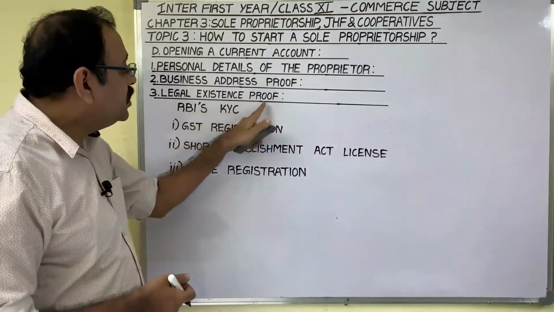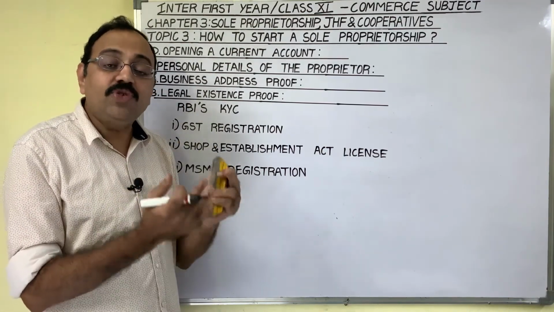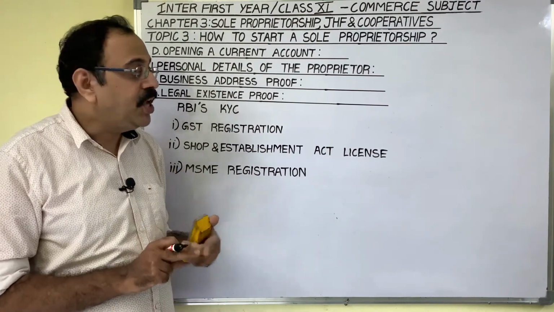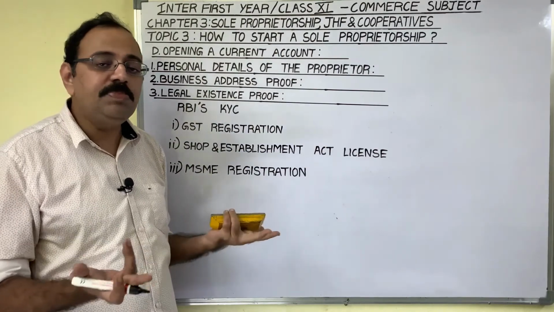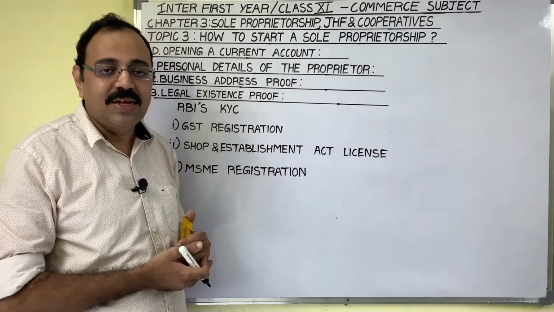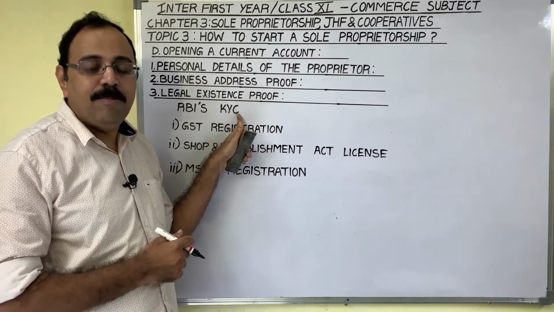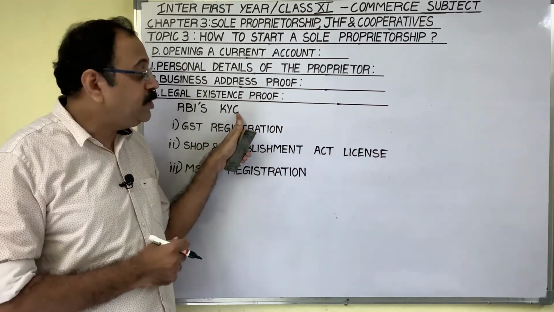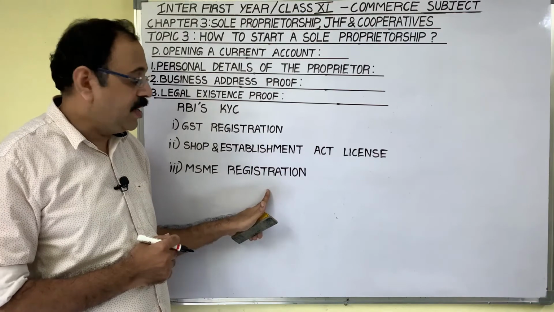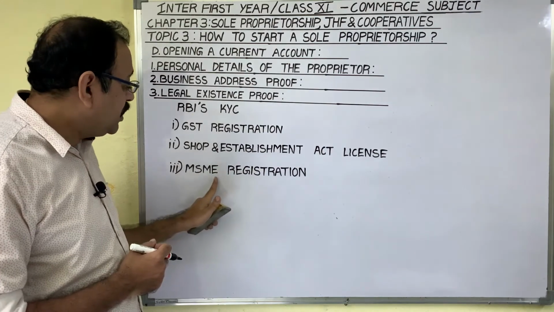Third one is legal existence proof. The bank wants to know the legal existence, identity of the sole proprietorship business. So the bank asks for a registration document. But in case of a sole proprietorship business, there is no specific act. Therefore, the proprietor has to submit other types of registrations. As per RBI's KYC norms, KYC means know your customer. The bank wants to know about its customer. As per these norms, any 2 documents of these 3 are to be submitted to the banker. GST registration, Shop and Establishment Act license, MSME registration.